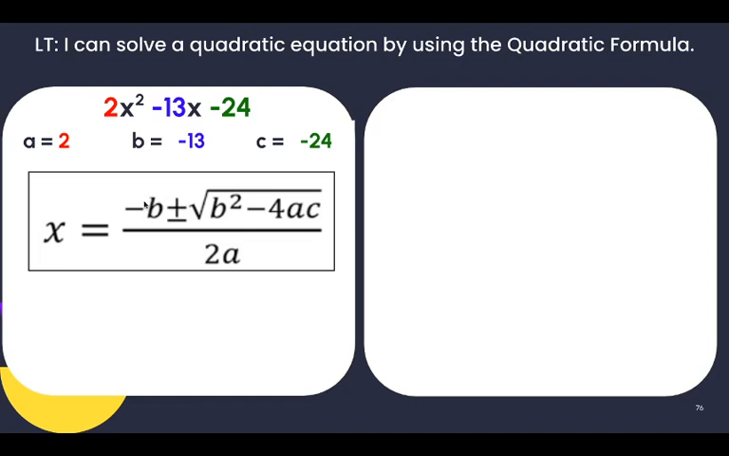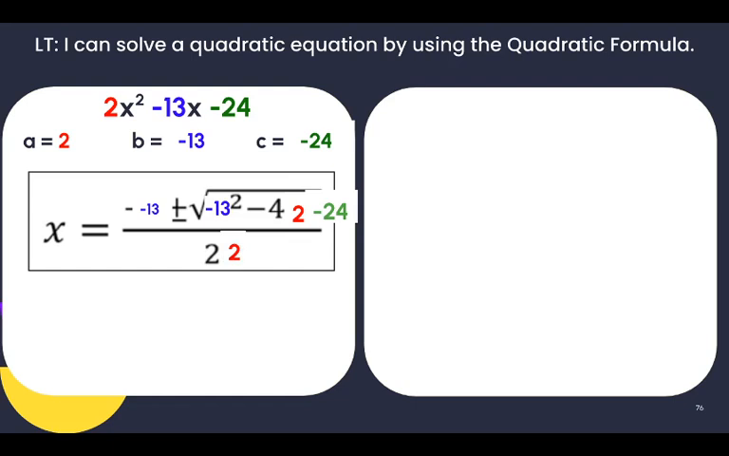So instead of this first b, I'm going to keep the negative sign and put in my negative 13 for b. So the negative was part of the formula, and my b is also negative. We're going to talk about that in a moment. Plus or minus another negative 13. Then I have minus 4 that stays the same for all of them. A, instead of a, I'm going to write 2. Instead of c, I'm going to write negative 24. And I have one more letter down here. Instead of this a, I'm going to write 2. So this is called substitution.